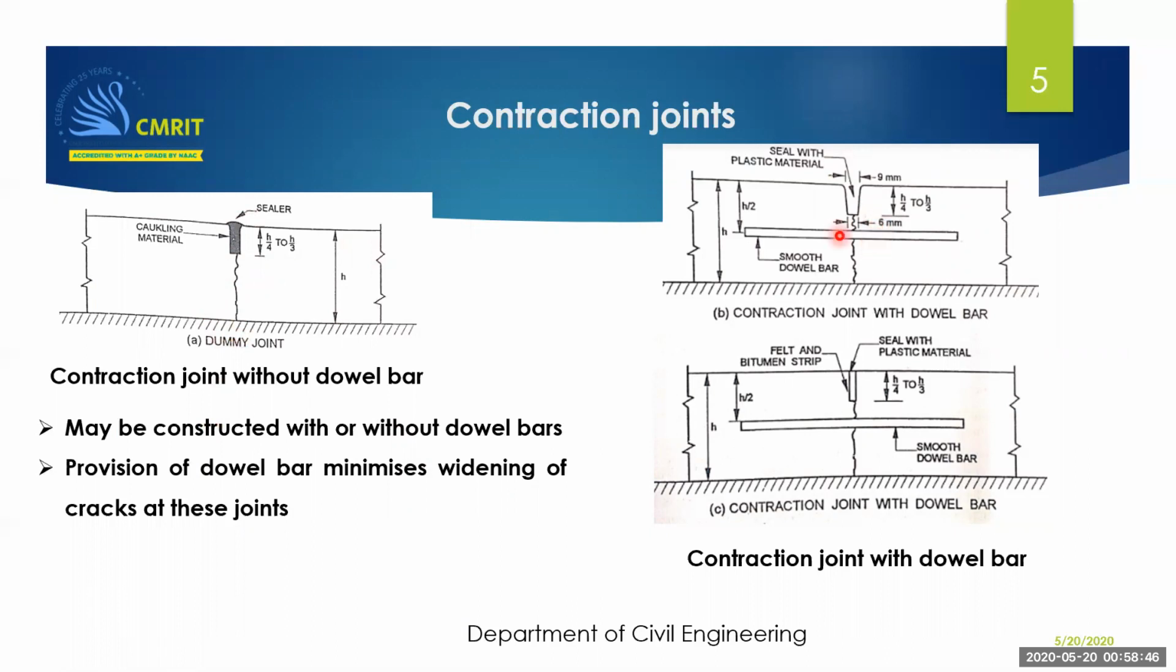As you can see here, if you provide a dowel bar, a full cracking of the pavement we can avoid. Similarly, you can see this is a case. This is a way in which we have finished the surface, and however, this is the way in which the cracks will be developed. So the full functionality of the pavement will not be lost if you provide a proper contraction joint with a dowel bar.